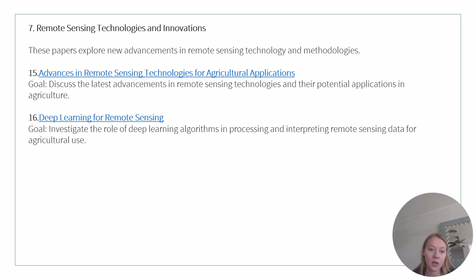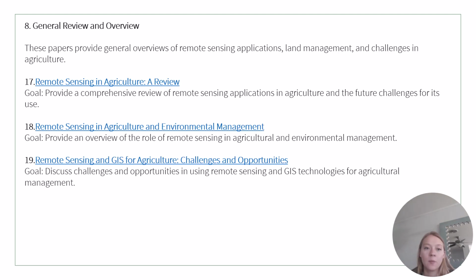Paper 15 highlights advances in remote sensing technologies for agricultural applications. The goal here is to discuss the latest advancements in remote sensing at the time and their potential applications in agriculture. Paper 16 highlights deep learning for remote sensing. The goal here is to investigate the role of deep learning algorithms in processing and interpreting remote sensing data for ag use. So theme number 8 is going to be general review and overview.